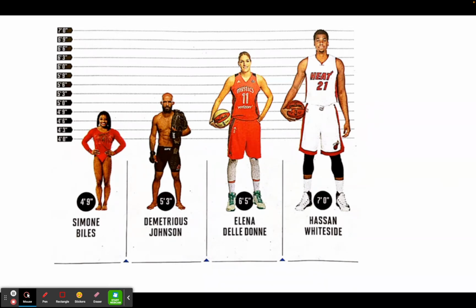Here's a graph that violates the area principle, and this is comparing the heights of different professional athletes. So we're comparing Simone Biles, who is 4'9", to a couple of basketball players who are much, much taller.